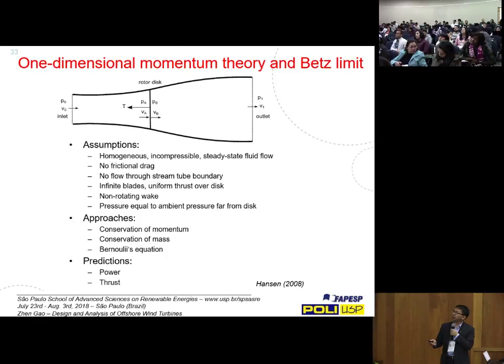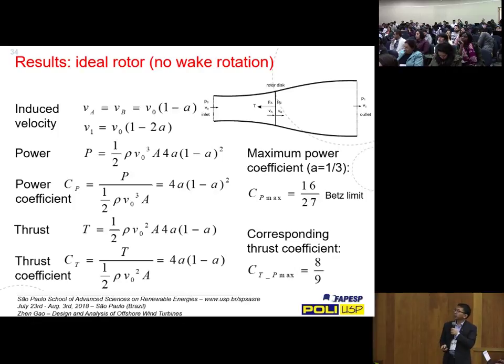The wind speed will be continuously reducing from the inlet to the outlet, and the pressure will drop at the rotor plane where you get the thrust force. So these are the basic assumptions listed here, and from this 1D momentum theory, you basically get the power and thrust force as a function of the so-called axial induction factor. Here I am just showing some of the results. You can find the derivation in the book.